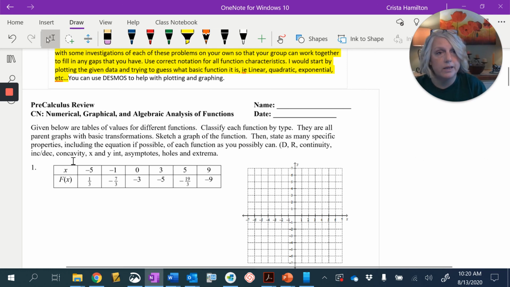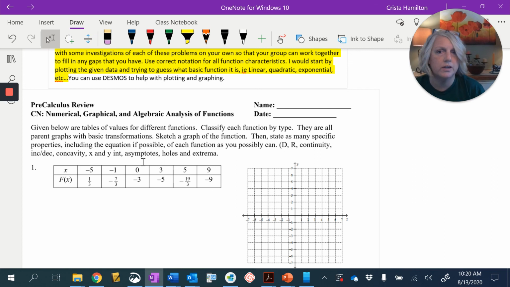Find your x and your y intercept. If it's not given to you, use the equation that you found to find your x and your y intercept. Do a little algebra. If it has asymptotes, vertical or horizontal, go ahead and put those in. If it has a hole, what's the location of the hole? And extrema, those are your maxes and your mins. So you would write something like max value of blank at x equal to blank. So along those, just a review from last year.